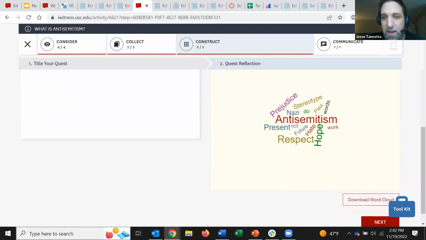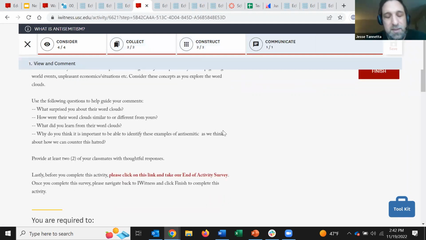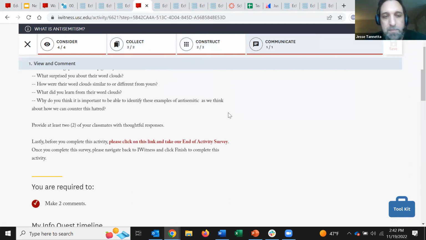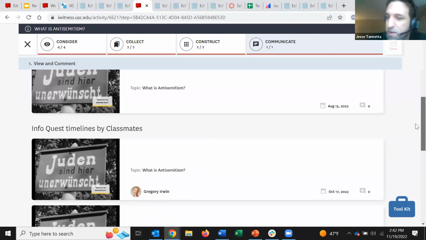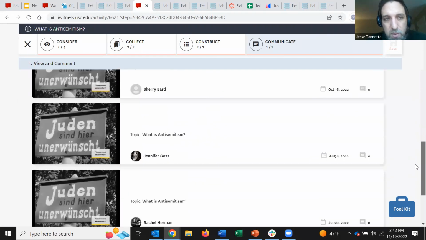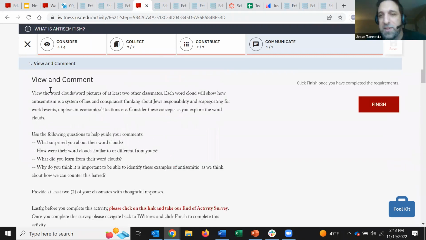And so we have a set one here of what the takeaways were that they had and what they created. And then we have to communicate, where they can see their peers' responses, they can comment on them, they can talk about them. And so it's a cool way to build these self-directed activities and bring students into the virtual sphere in an educational way.